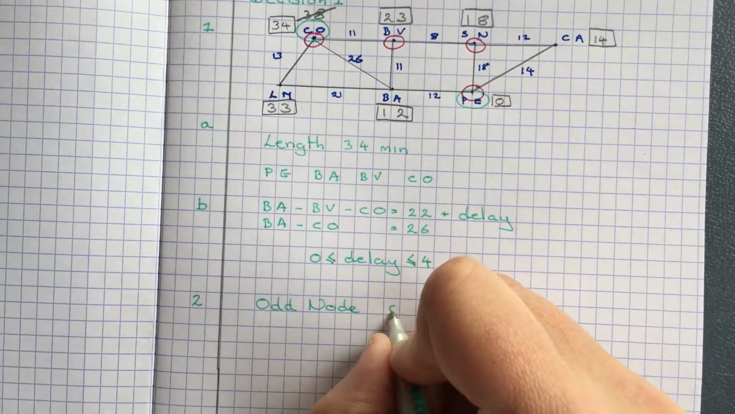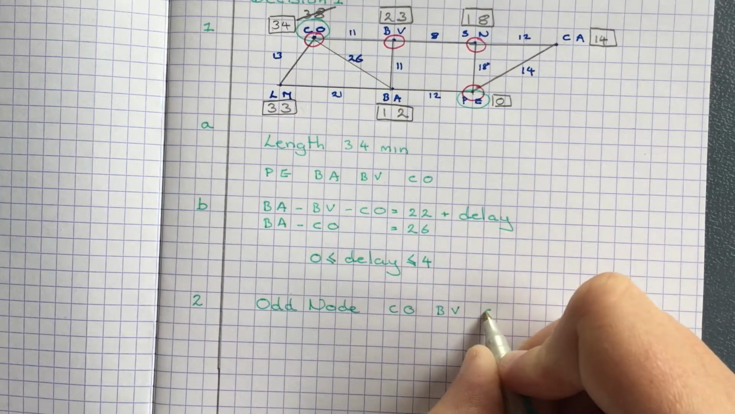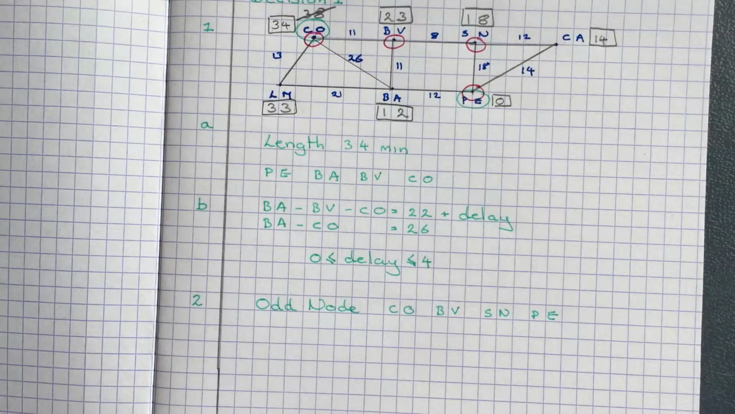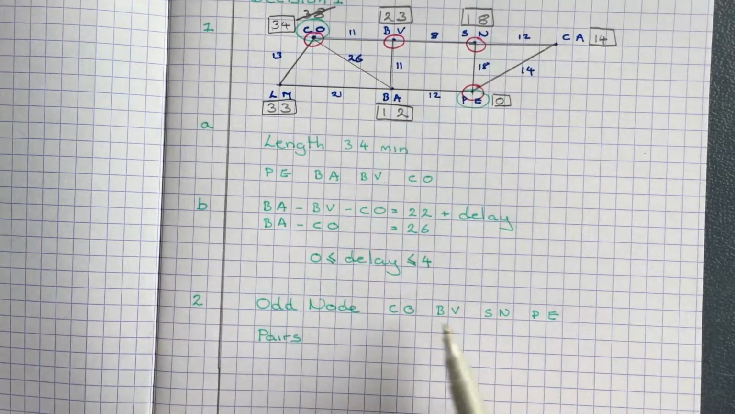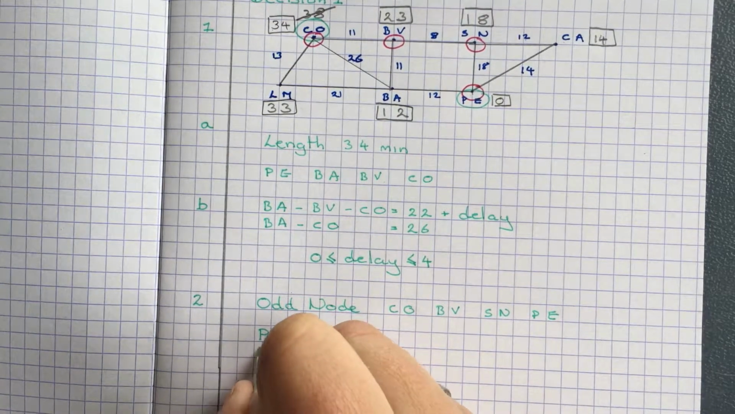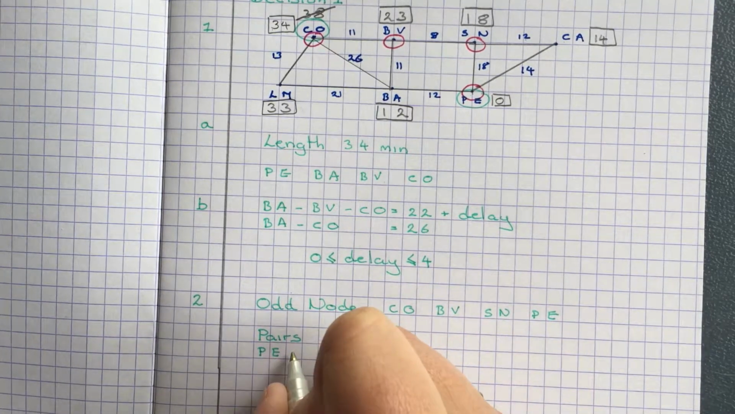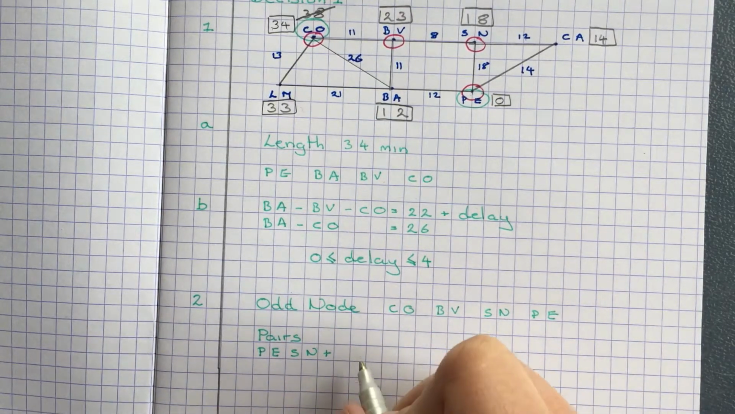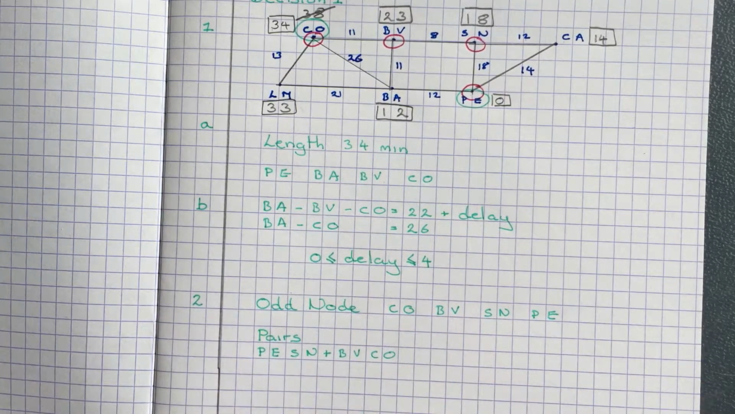So the odd nodes we are going to have are CO, BV, SN, and PE. We now need to think about pairing these up. So our pairs, if we take PE first, and we go PE and SN, then we've got these 2 left over. So we have BV and CO left over.